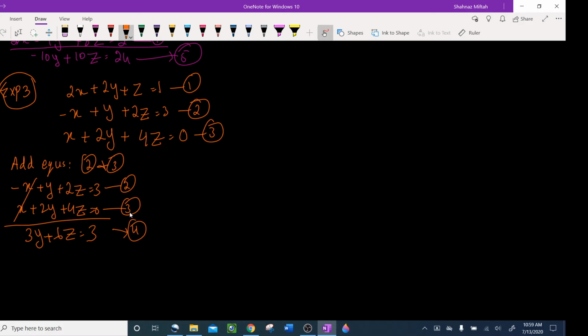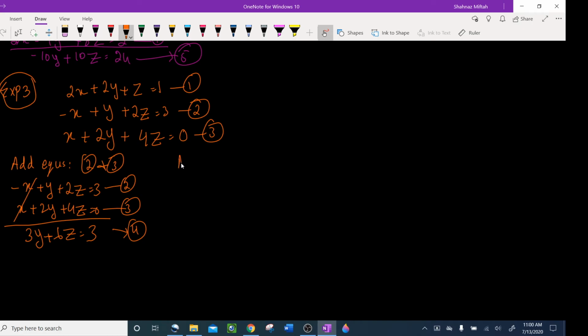Let's pick another one. 2 and 3 we already picked. So what about 1 and 3? Or equation 2 and 1. 2 and 1 is going to be easy if I pick 2 and 1, because I can multiply equation number 2 by 2 and I can get negative 2x and I can eliminate the x. So there you go. We can do that.